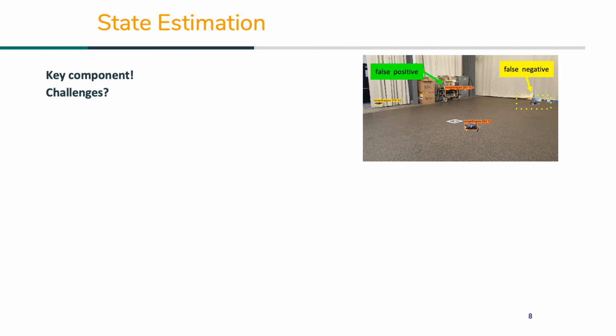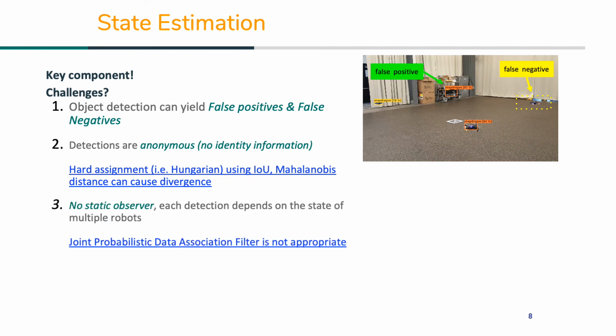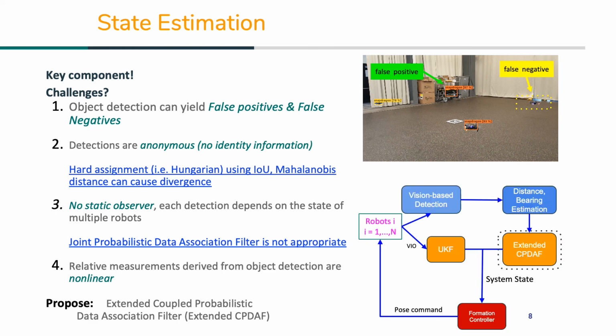State estimation. This is a key component. What are the challenges? Well, object detection can yield false positives and false negatives. Detections are also anonymous in a homogeneous system because all robots look the same. Therefore, hard assignment algorithms can cause divergence. There is no static observer. Each detection actually depends on the state of multiple robots. So, the joint probabilistic data association filter, which assumes all observations are independent, is not an appropriate choice. Relative measurements derived from object detection are nonlinear. To overcome all of those challenges, we propose an extended coupled probabilistic data association filter.